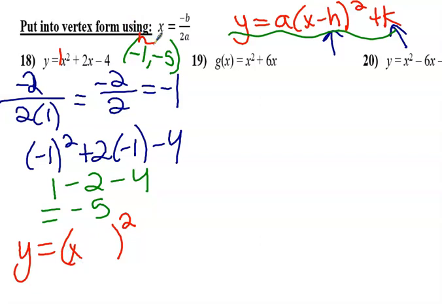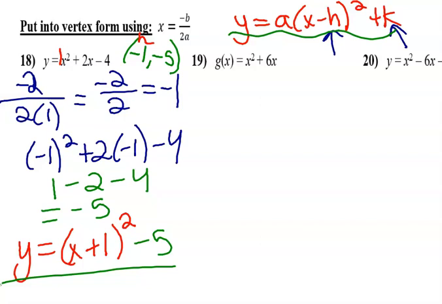Well, it's going to be the opposite when I plug it in. So instead of negative 1, I'm going to put positive 1. And then the k is what it says because it's on the outside of the parentheses. So if it says negative 5, I write negative 5. So my answer: y equals (x plus 1) squared minus 5.